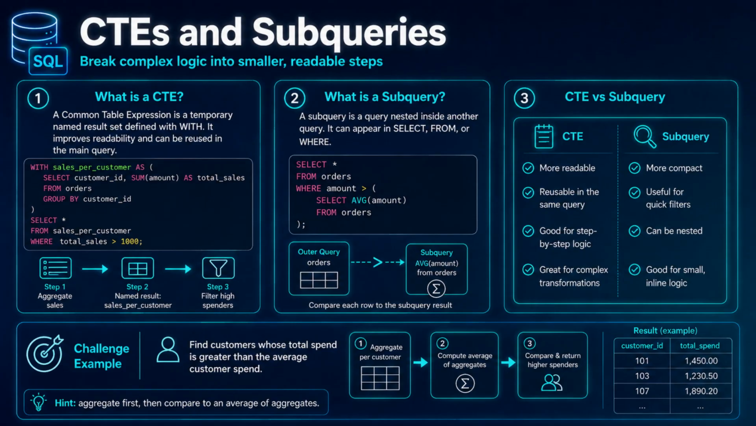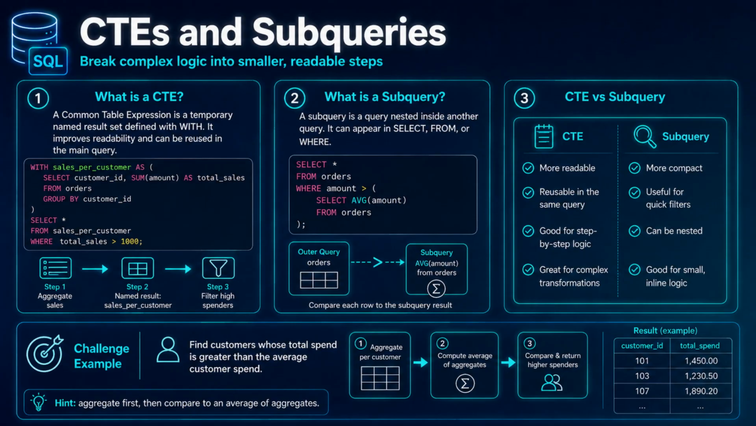Instead of writing one huge query that is hard to understand, you can split the logic into smaller steps. For example, we can first calculate total sales per customer and call that result sales per customer. Then, in the main query, we simply select from sales per customer and filter customers where total sales are greater than 1,000. This makes the query easier to read, easier to test, and easier to explain in an interview. It also helps in debugging, as each part can be checked individually before combining them.